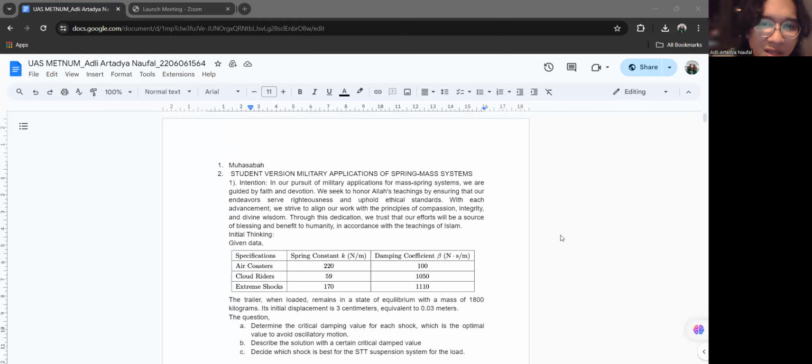In our pursuit of military application for mass spring system, we are guided by faith and devotion. We seek to honor Allah's teaching by ensuring that our endeavors serve righteousness and uphold ethical standards. With this advancement, we strive to align our work with the principles of compassion, integrity, and divine wisdom. Through this dedication, we trust that our efforts will be a source of blessing and benefit to humanity in accordance with the teaching of Islam.